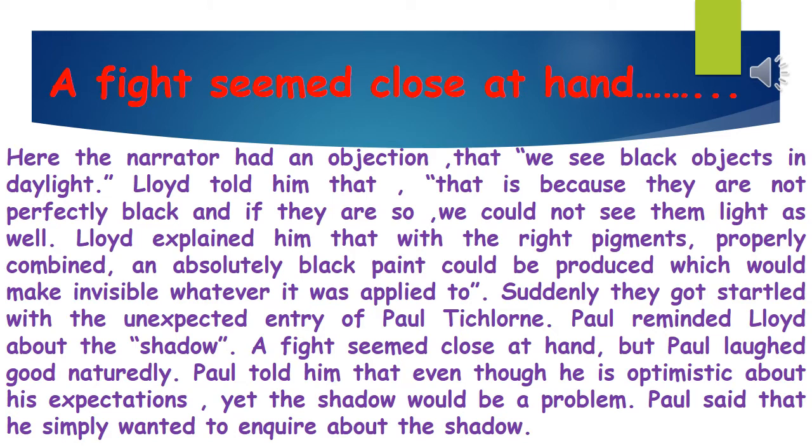Suddenly, they both got shocked with the unexpected appearance of Paul Tichlone. Paul reminded Lloyd about the shadow. Here we can see a fight was going to start, but Paul laughed in a good natured manner, and he also told Lloyd that even though Lloyd is optimistic about his expectations, he would meet a problem with a shadow. Paul also added that he simply wanted to inquire about the shadow.